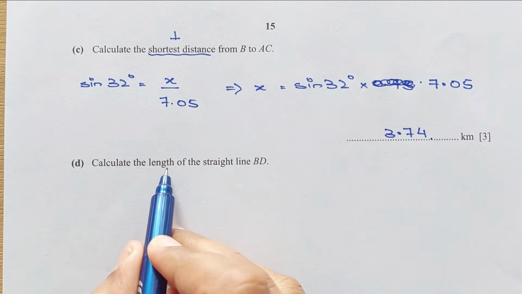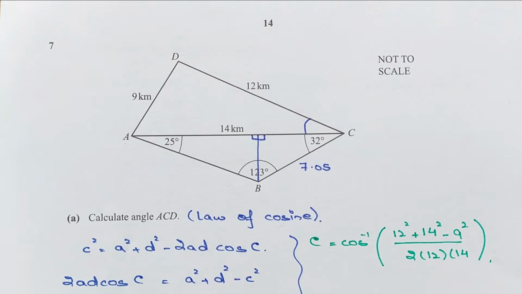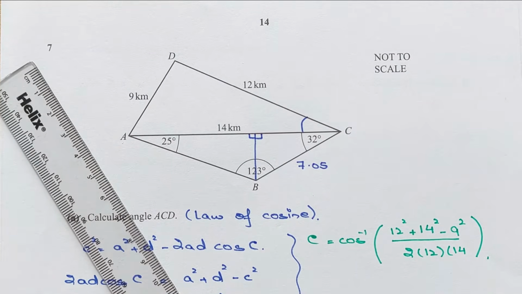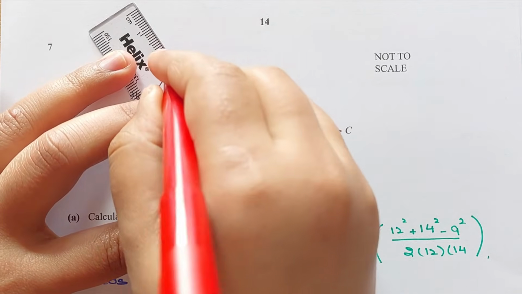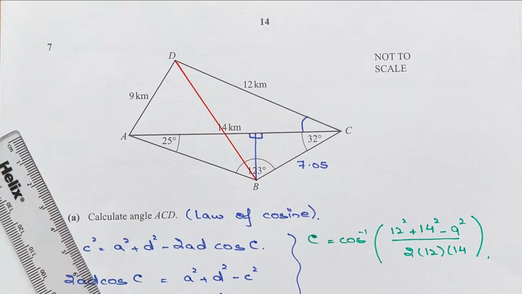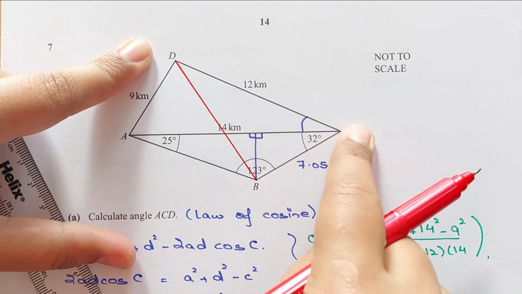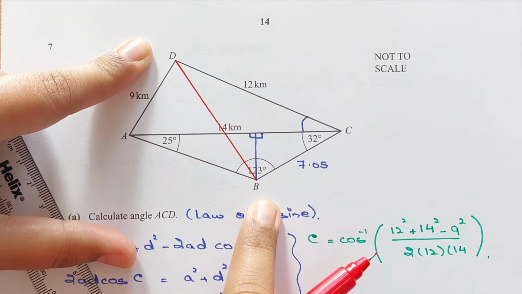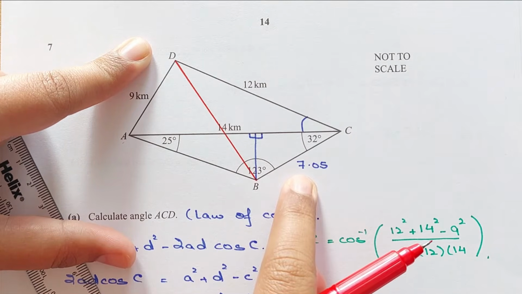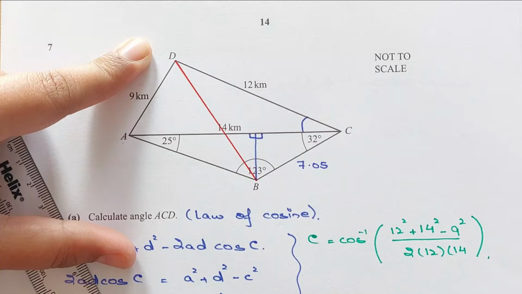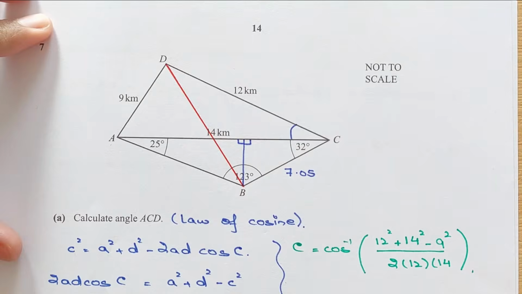Now for part D, calculate the length of the straight line BD. Okay, BD, the length of this straight line. Let me connect B and D and find the length B to D, this line, right? So for this, consider the triangle BCD, right? So we know the side DC is 12 kilometers, BC is 7.05 kilometers, and this whole angle, we know this angle. This angle we got from the first part, that is 39.6 plus 32.